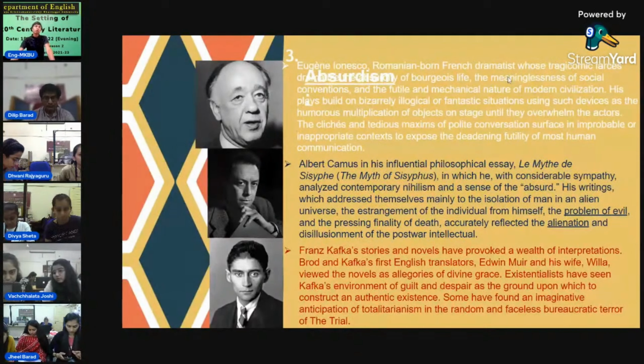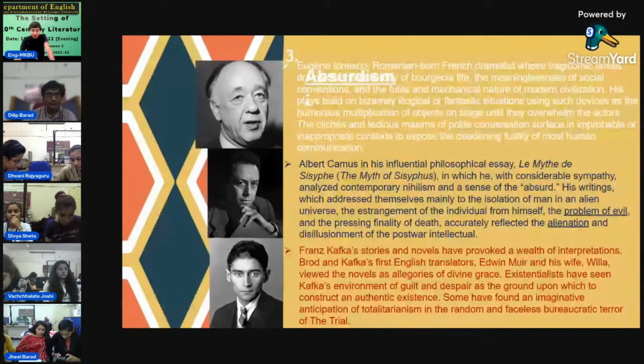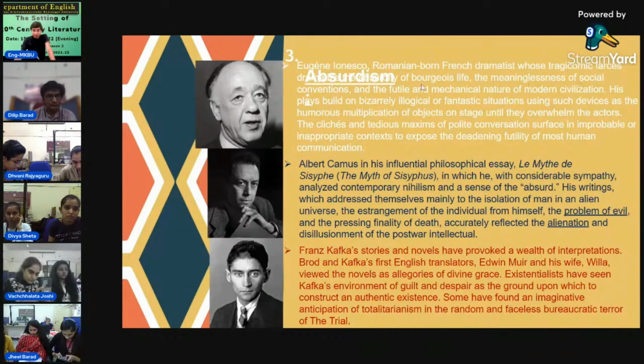So, as a modernist character, they flouted the Victorian rule of believing in their predecessors and their conventional or customary belief system. So he flouted the beliefs of this previous era. And his writings are focused mainly on the meaninglessness of social conventions and the futile and mechanical nature of modern civilization.